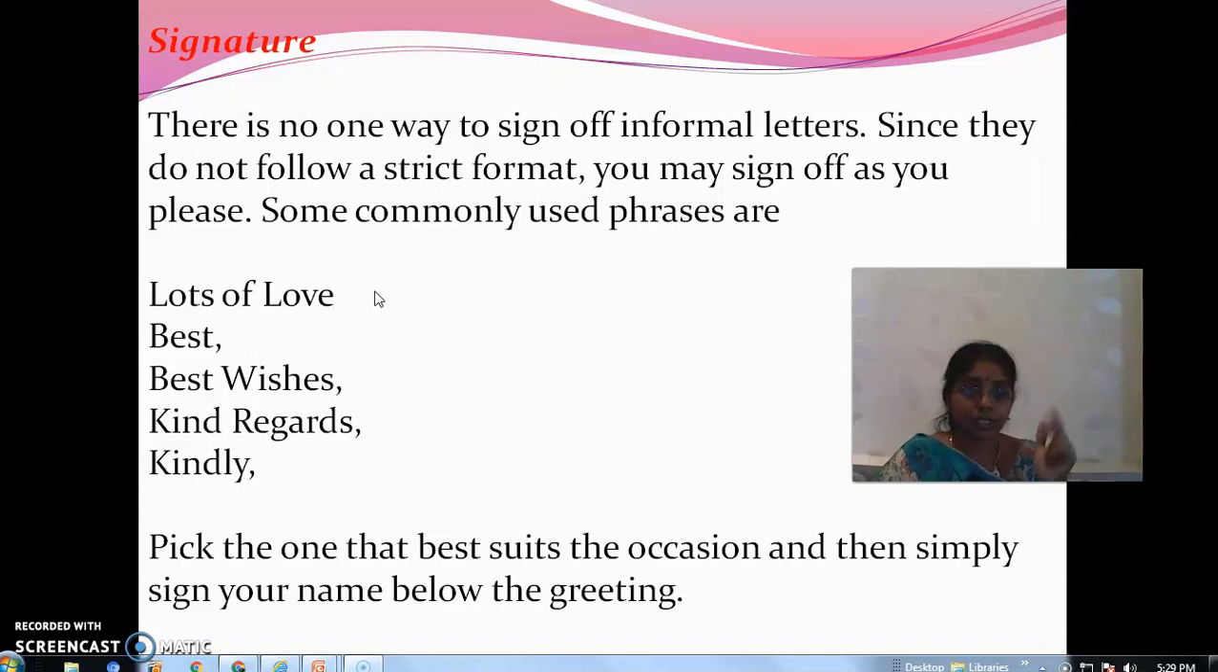Suppose, for example, two Shantis are there in our school, and I am writing a letter to my friend. If I simply write Shanti, my friend may get confused about which Shanti it is, the first standard Shanti ma'am or the one who is taking English for the 6th standard. So you have to sign there. Understood? Any doubts in this?